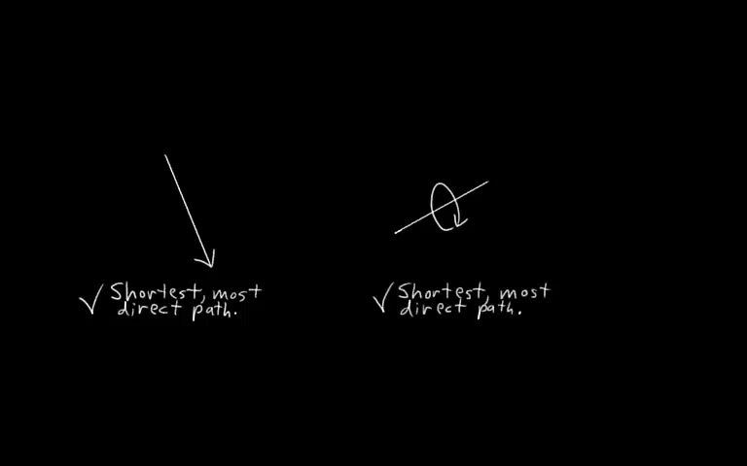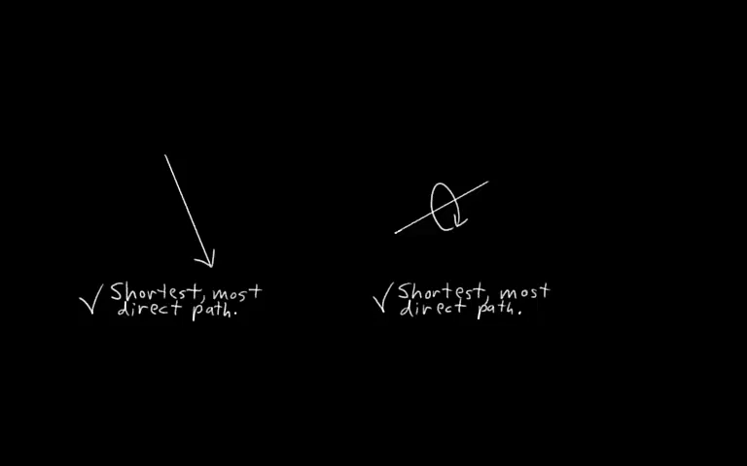In fact, the similarities between straight lines and single-axis rotations go even further. Straight lines are always the shortest, most direct path between any 2 locations, and single-axis rotations are the shortest, most direct path between any 2 orientations. Crazy, huh? So in a lot of ways, axis angle rotations are kind of like simple translation vectors.